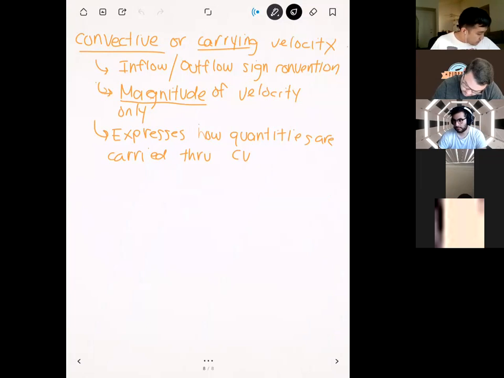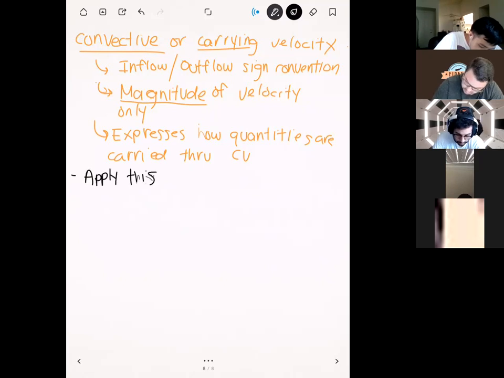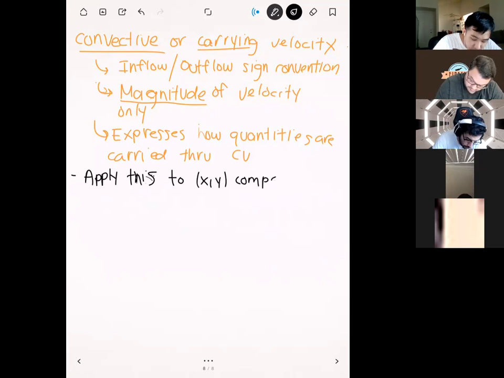Okay. And so let's put this all together and apply this on our ramp. We're going to apply it 4 different times. We're going to do the X component at the inlet, the Y component at the inlet, and then the X component at the outlet, and then the Y component at the outlet. So we're going to do this 4 times, okay?